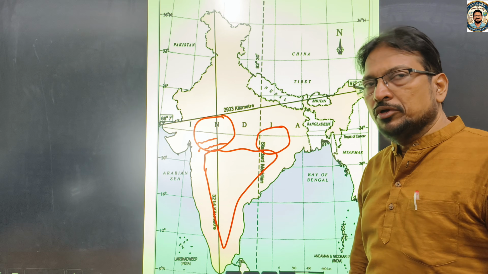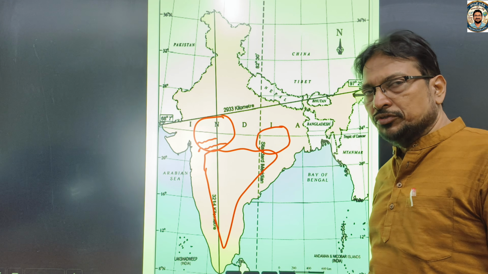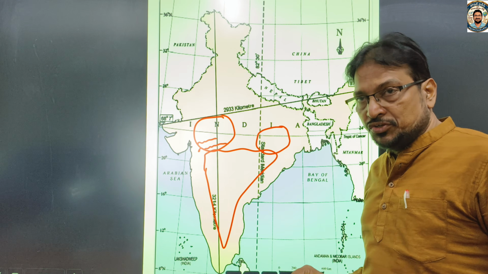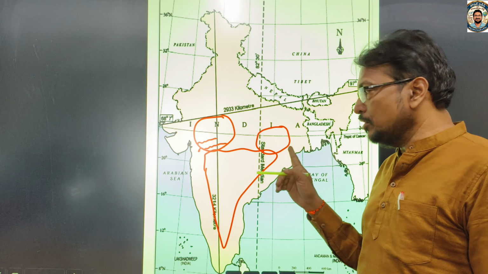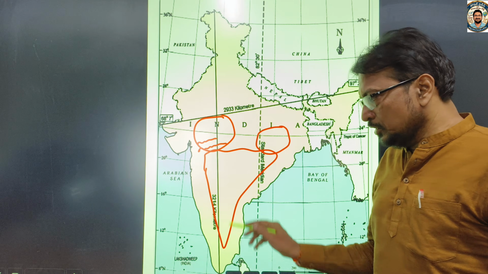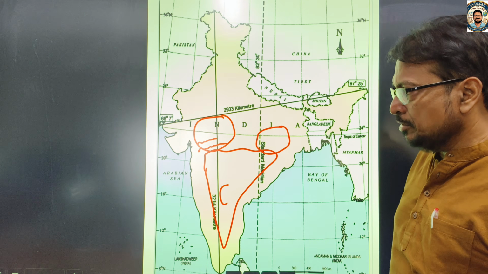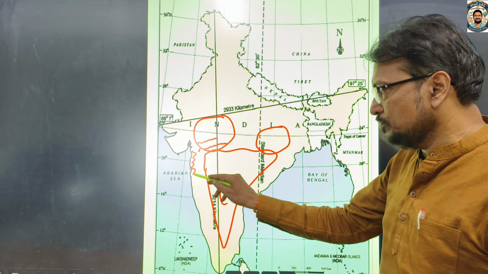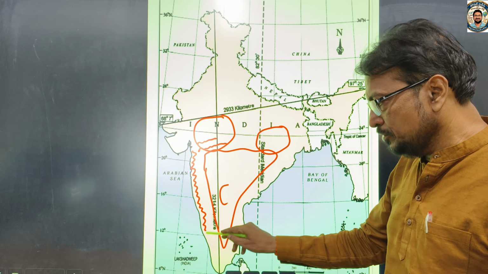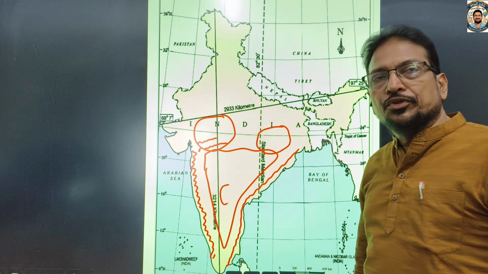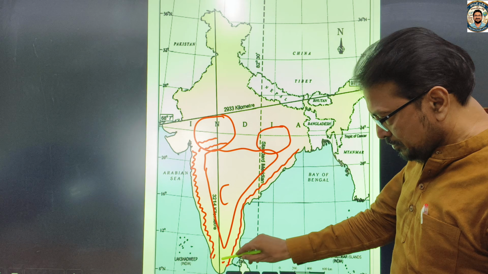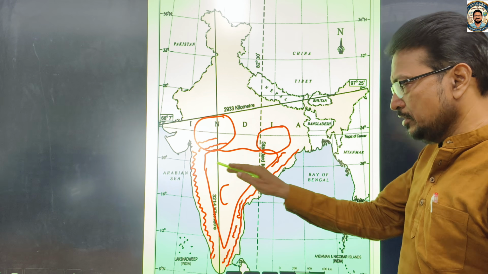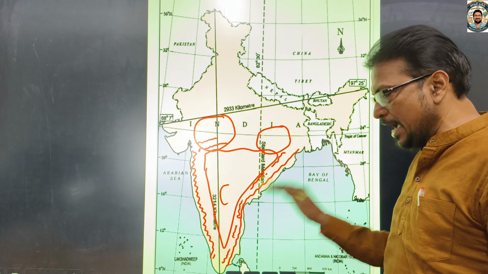Regarding the Chota Nagpur Plateau, one objective question will come many times: which is the plateau having rich minerals? Rich in minerals, immediately we have to remember the Chota Nagpur Plateau. The Telangana Plateau in the middle is part of the Deccan Plateau. This Deccan Plateau is surrounded on the west by the Western Ghats, a continuous range, and on the east by the Eastern Ghats, which have some breaks. They are not a continuous range. Wherever rivers are flowing, there they have some gaps.